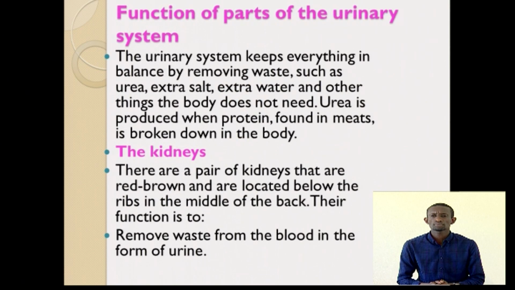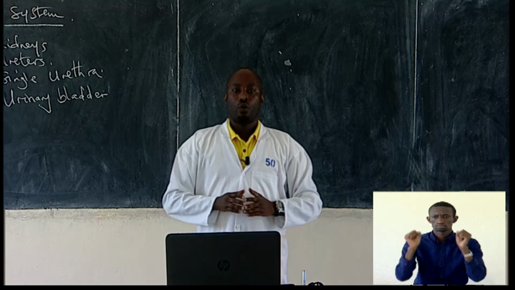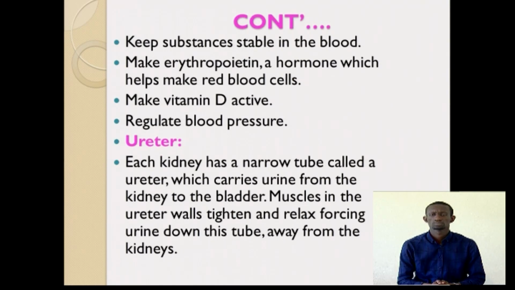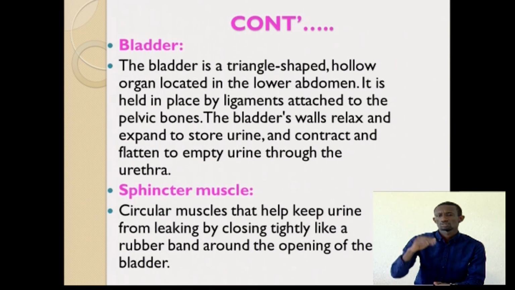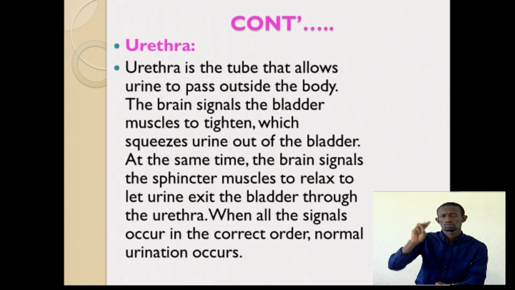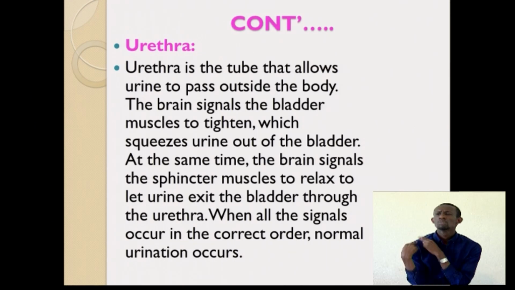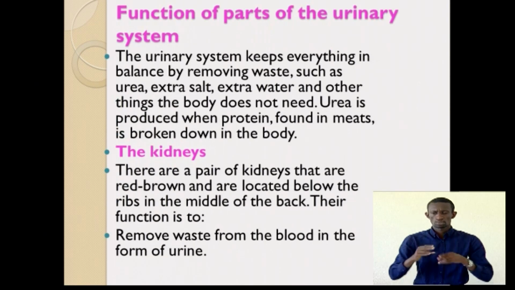So students, let's go through the functions and parts of the urinary system. When we talk about the parts of the urinary system, we start with the kidney. Let's go with number one, the kidney. And we talk about the ureter. We have the bladder. We have the sphincter muscle. We have the urethra. What are the roles of those parts that make up the urinary system? Let's start with number one, which is the kidney.